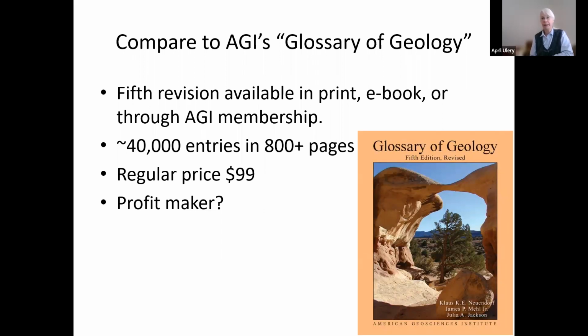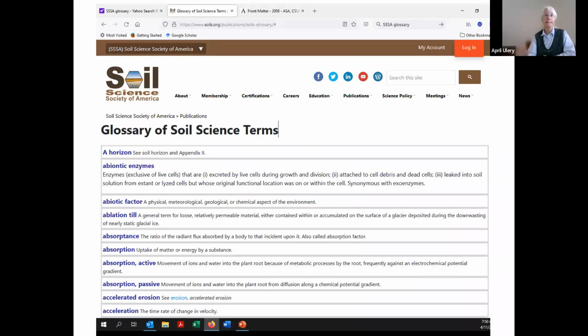It was a big paperback book at the time, but now it's humongous, over 800 pages with 40,000 entries and a hefty price tag to go along with that. And the point I make here about whether it's a profit maker, that's something our society is always looking for too, is ways to find things that people might want to purchase and make the society some money on the side. Doesn't help the researchers, but okay.